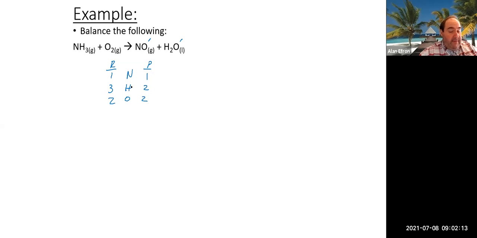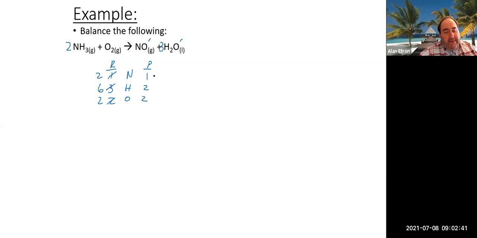Looks like perhaps a common number there that we could get to. So to get my hydrogen on the left-hand side to 6, I will need to put a 2 in front of there. To get my hydrogen on the right-hand side to 6, it looks like I will need to put a 3 there. And if I do that, we end up with 2 nitrogens, 2 times 3 is 6 hydrogens, and 2 oxygens.